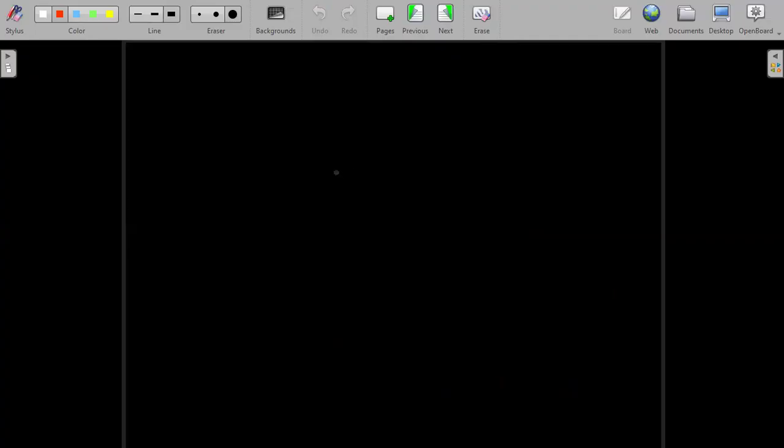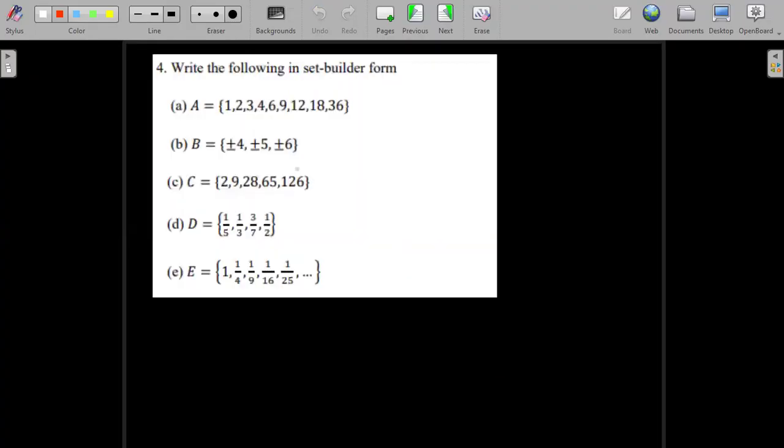Okay, can't see the last question. Where is the last question? Okay, it's here. So the last question now, they are asking us to do the opposite, where we write them in set builder notation. The ones we had before were in set builder notation and we were writing them in roster form. These here have been given in roster form and we have to write them in set builder notation.